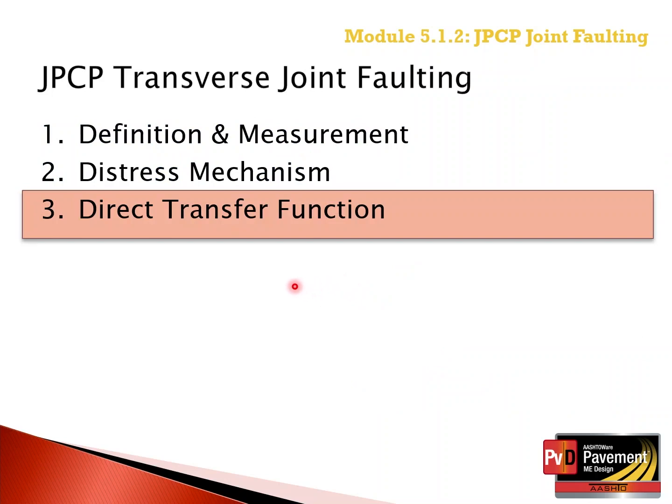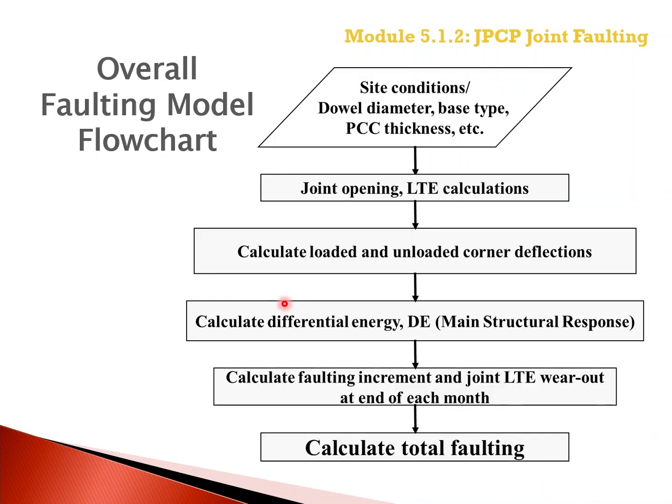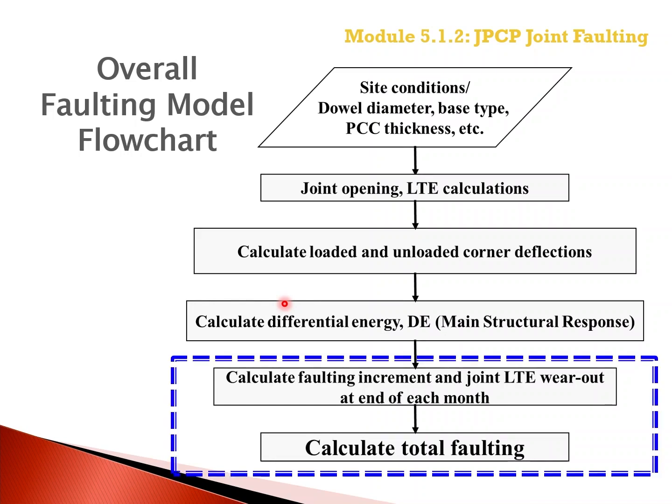Now that we've reviewed the distress mechanism, this session will overview the model and/or transfer function to calculate faulting over the design life of the jointed plane concrete pavement. From Module 2, the faulting prediction model is referred to as a direct transfer function for which the differential deflection is directly correlated to and used to predict faulting. Coming back to the overall faulting model flow chart or diagram.